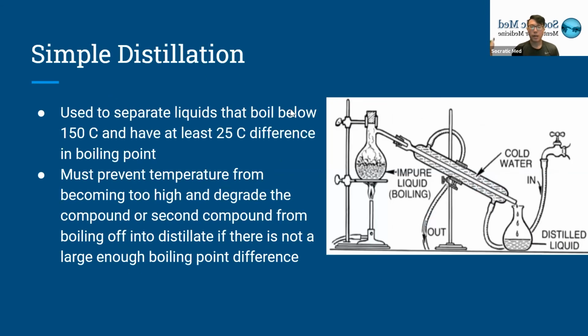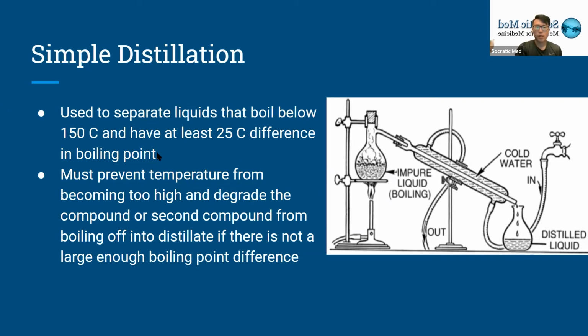So that first method I explained was known as distillation. There's a few different distillation techniques. So simple distillation, basically that technique I mentioned, is used to separate liquids that boil below 150 degrees Celsius and have at least a 25 degrees Celsius difference between the boiling points. So you use this when you want to boil liquids that have a boiling point below 150 degrees Celsius, and there's at least a 25 degrees Celsius difference between the boiling points of the liquids.